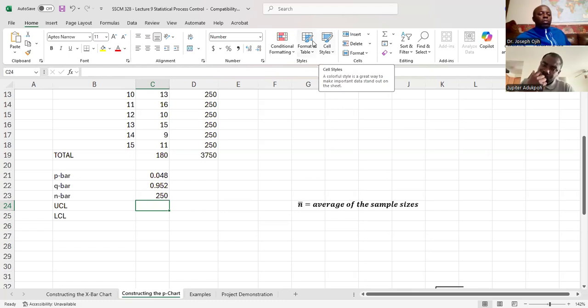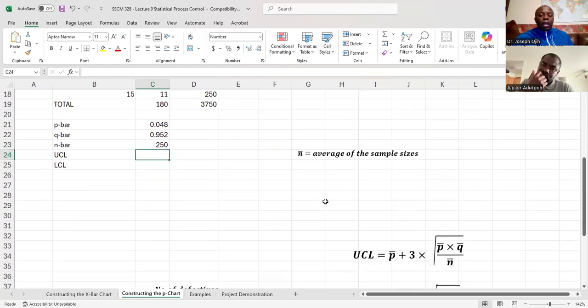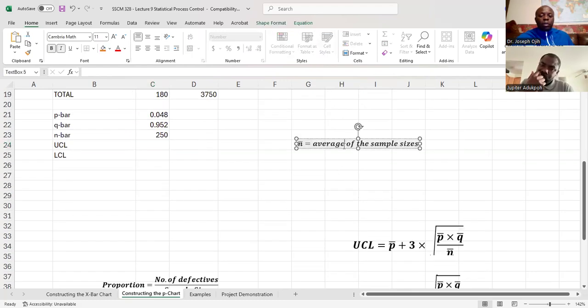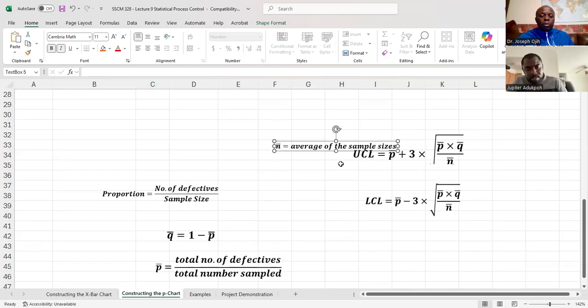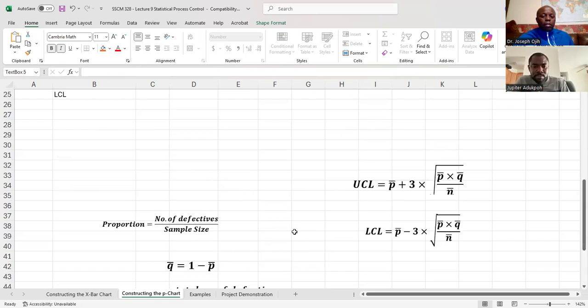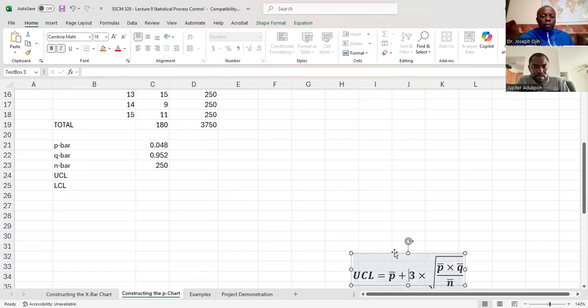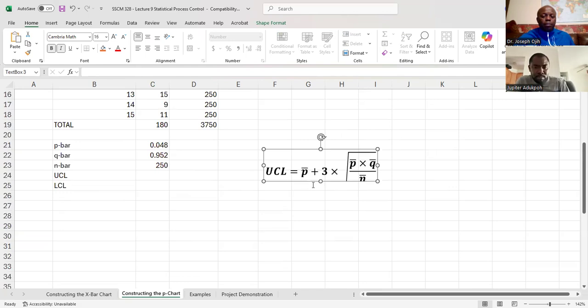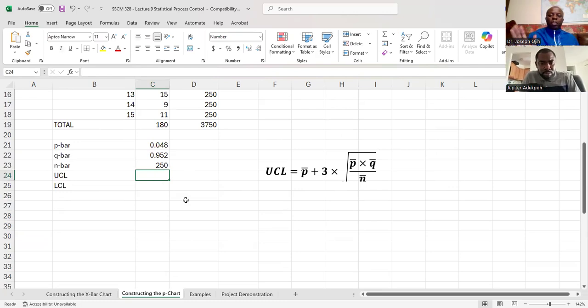Now we can calculate the upper control limit and lower control limit. Let's do the upper control limit first. I'm going to move this formula down since we have used it, so we have enough space. For the upper control limit, the formula is P bar plus 3 times the square root of P bar times Q bar over N bar. This is where you need to be careful. Equal, P bar is right here, click on it.